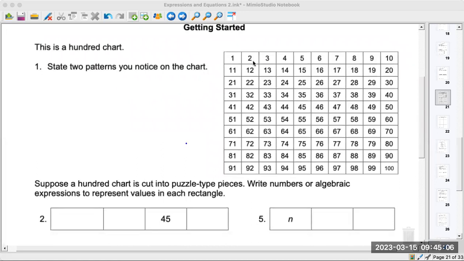I see that if I go down the columns, it always adds 10. And if I go across diagonally, it always adds 11. So from 1 to 12 is plus 11. From 12 to 23 is plus 11.